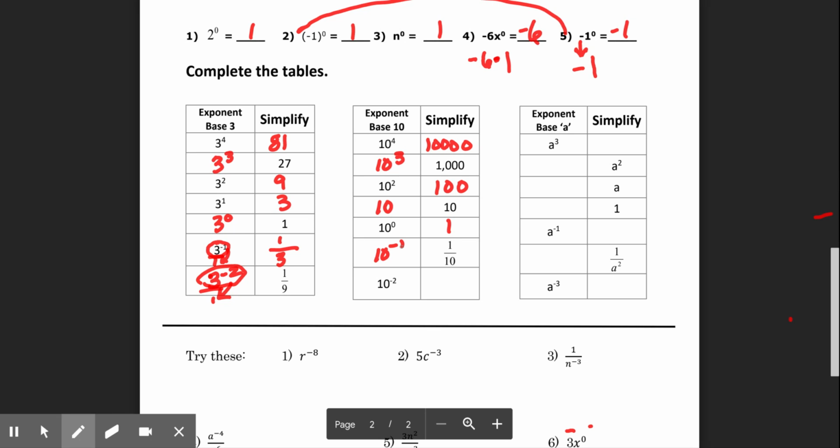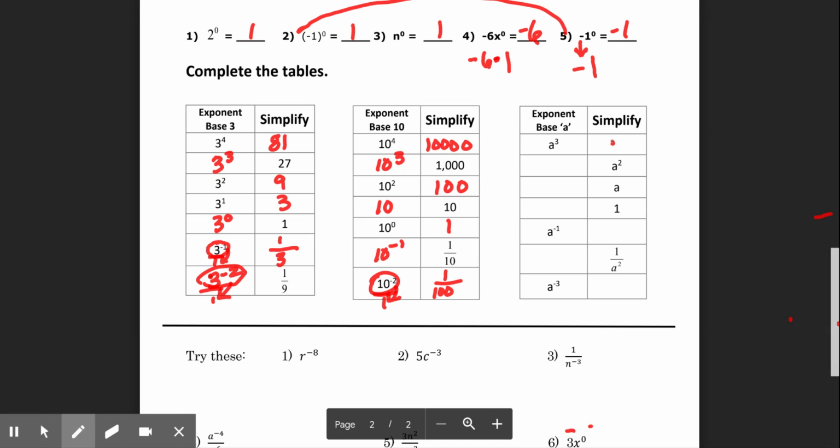And then 10 to the negative second, that's like over 1. So you're going to take that and move it to the bottom. So it'll be 1 over 10 squared. And 10 squared is 100. So 1 over 100. So now when we're working with exponents, we have a cubed.